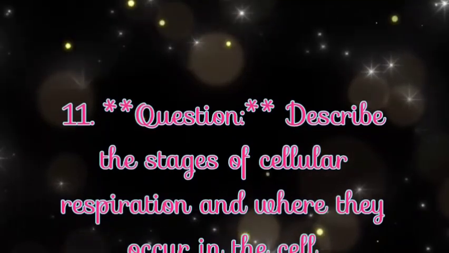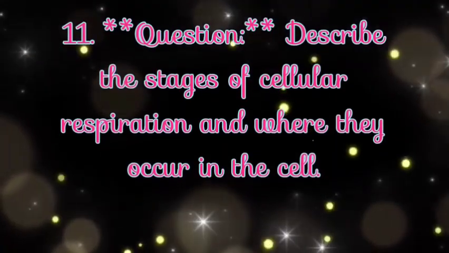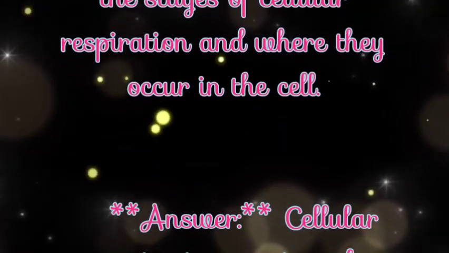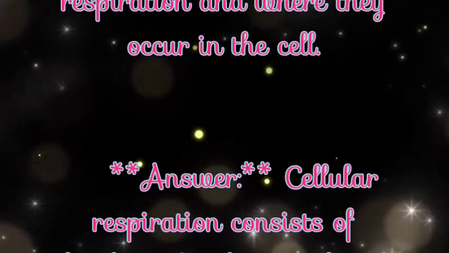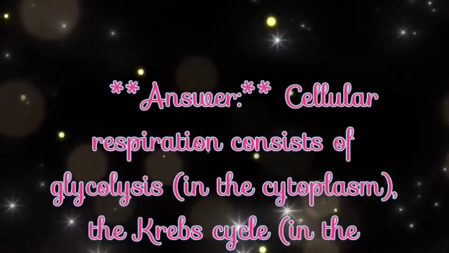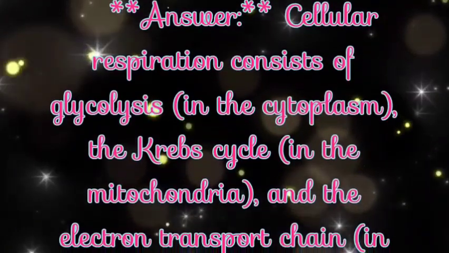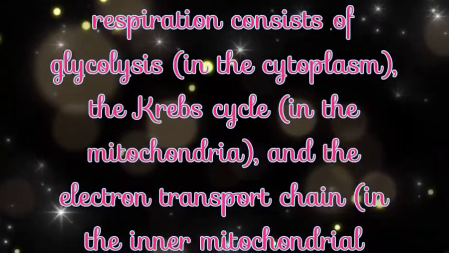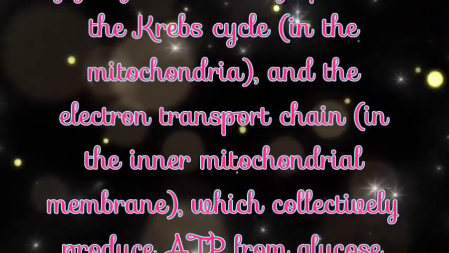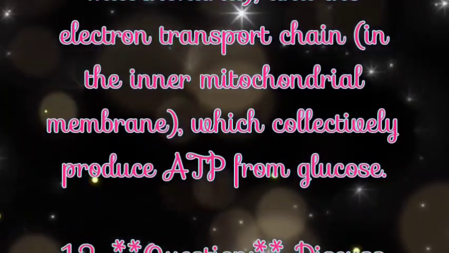Question number 11. Describe the stages of cellular respiration and where they occur in the cell. Answer: Cellular respiration consists of glycolysis in the cytoplasm, the Krebs cycle in the mitochondria, and the electron transport chain in the inner mitochondrial membrane, which collectively produce ATP from glucose.